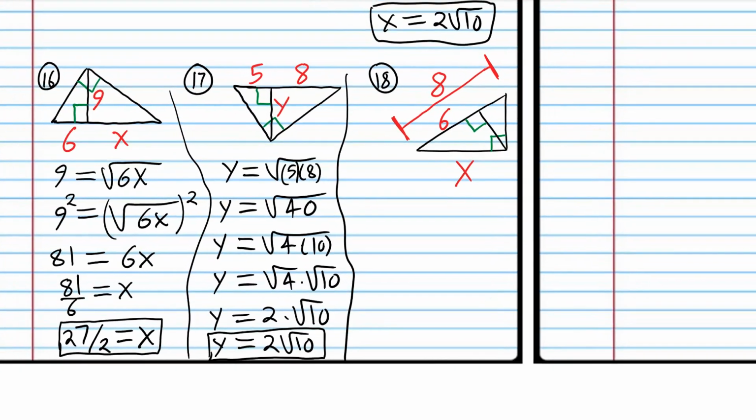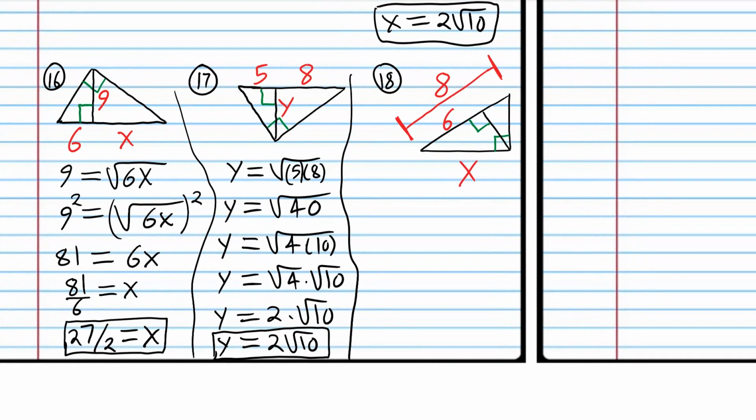All right, so on the next problem, you're going to use the geometric mean theorem for legs. So try number 18. Remember, 8 is c, and 6 is going to be x or y, and this number is going to be a or b in those equations. So try number 18, and when you come back, we'll do it together.